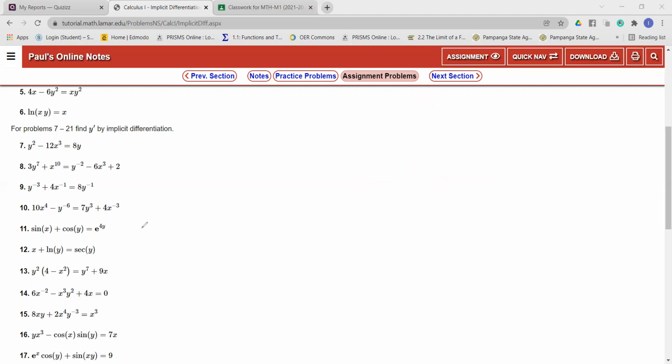Number 13, for example. You have y squared times (4 minus x squared) equals y to the 7th plus 9x. Nasa inyo kung gusto nyo expand ito, or pwede rin na ganito siya. So, this is the derivative of a product. Kasi pag expand ko yan, hindi naman mawawalan ng derivative ng product kasi mayroon pa akong y squared, x squared. So, pwedeng ganito na siya para minsanan na lang.